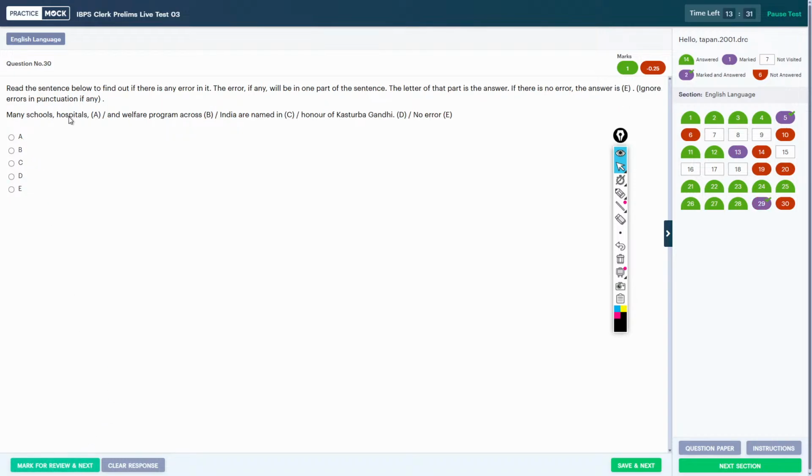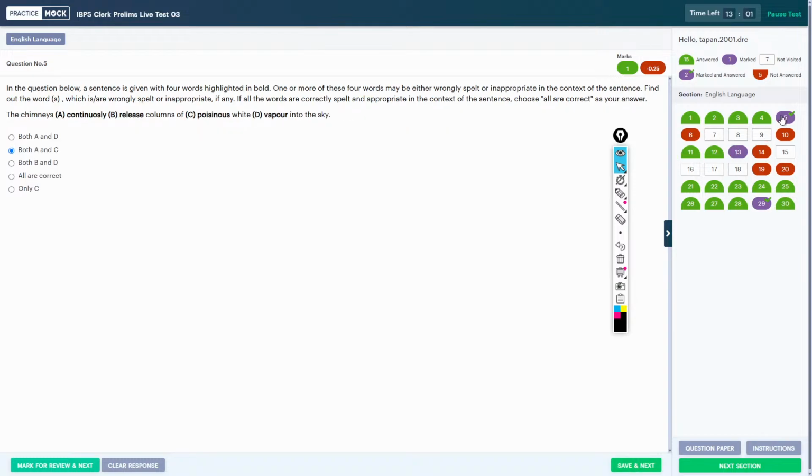Many schools, hospitals, and welfare programs across India are named in honor of Kasturba Gandhi. I think the spelling of program is incorrect, but let's see. Anyway, it should have been plural. Either way, the incorrect part was that.